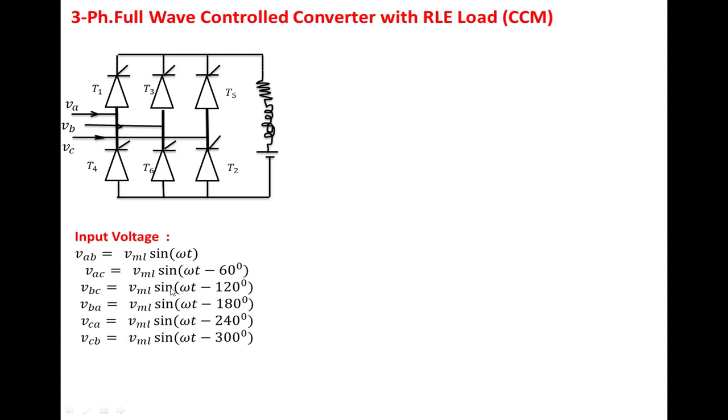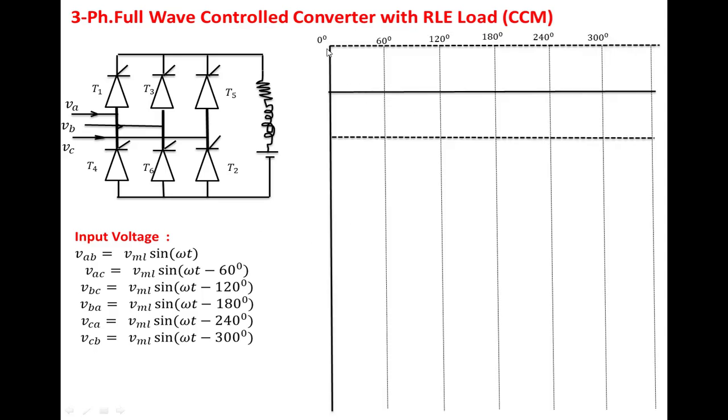To find the starting point of the sine waves, we make each angle equal to 0 and find the value of omega t. VAB starting point is omega t equal to 0. VAC starting point is omega t equal to 60 degrees. Like that, at every 60 degrees, one sine wave is starting. Now, we have taken the 6 line voltages as the input voltage, and each line voltage is displaced by 60 degrees. Here we have taken the scale 0 degrees, 60, 120, 180, 240, 300, 360 degrees.